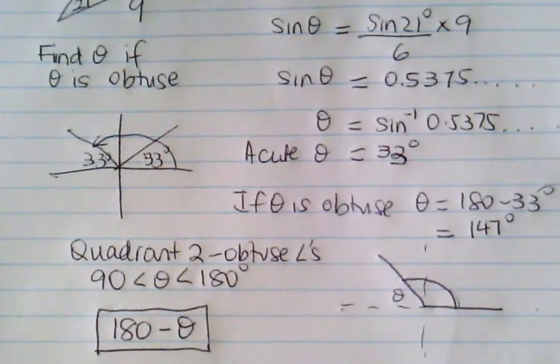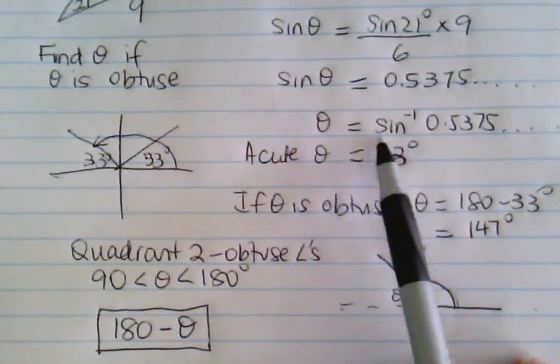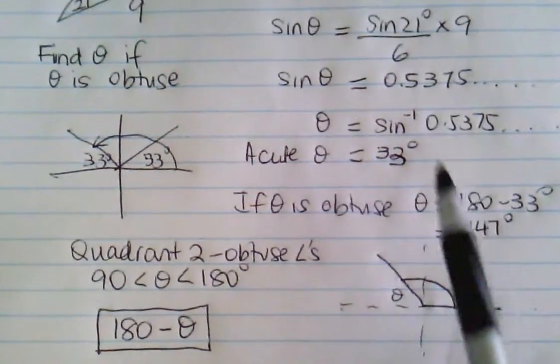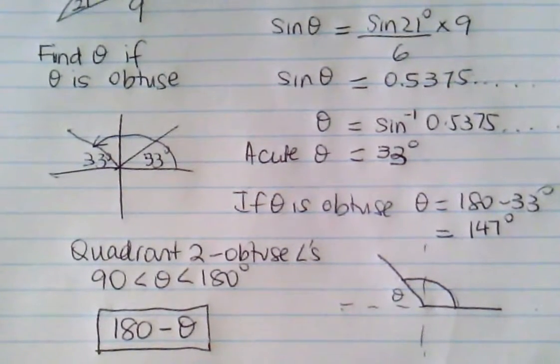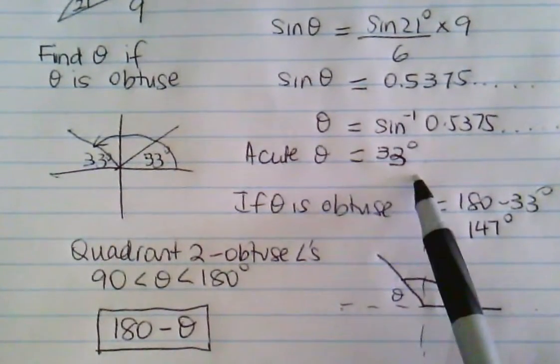Sorry, the obtuse angle in quadrant 2. So when you do it on your calculator, girls, whenever you do these things on your calculator, you'll only ever get the acute angle. It doesn't give you the obtuse angle, all right? So you'll get the acute angle on your calculator.